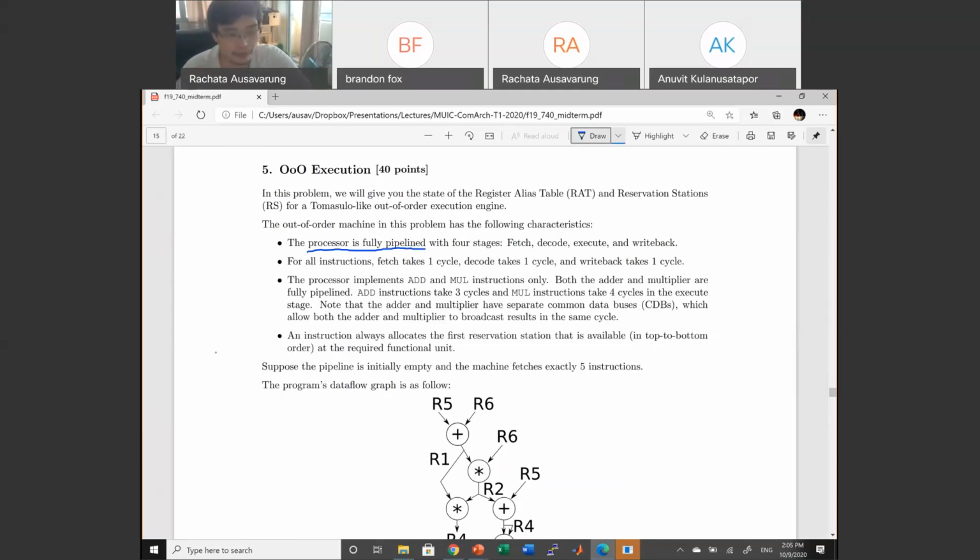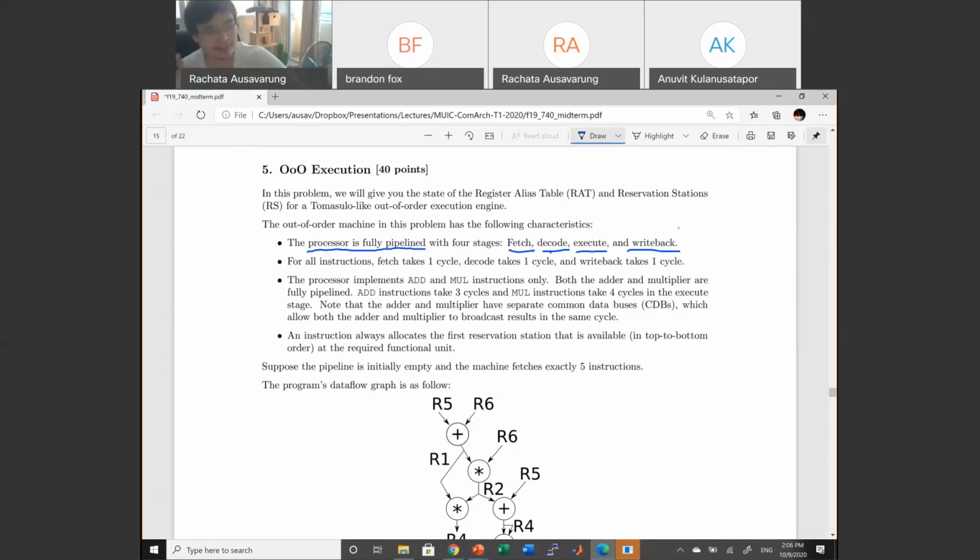Whenever I say it's fully pipelined, it means that, let's say I say multiply takes 5 cycles, those 5 cycles are also pipelined. Let's say instruction n is in the second stage of the multiply. Instruction n plus 1, if it is doing the multiply, can be in the first stage. That's what it means to be fully pipelined. It has fetch, decode, execute, and write back.